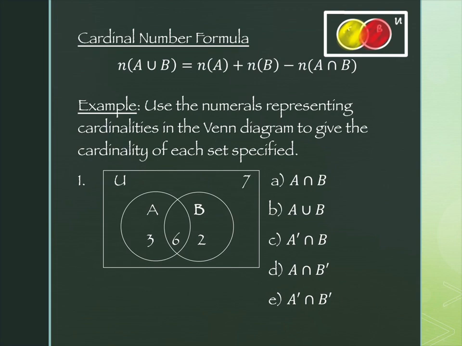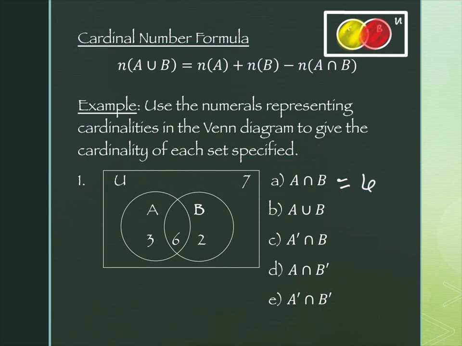So looking at these is just like what we did last time. What number is in A intersect B? It's 6, okay? So we have 6 over here. How about A union B? What does union mean? We talked about it last time. Everything. Yeah, all the pieces, right? All the pieces that are in any part of the circle.